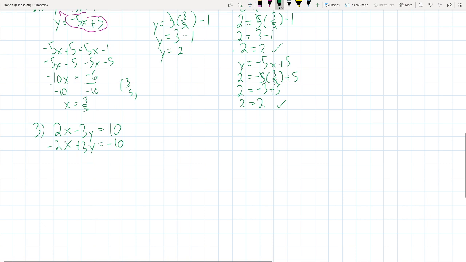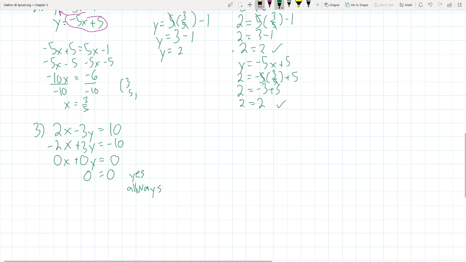So 2x plus negative 2x is 0x. Negative 3y plus positive 3y makes 0y. Wait a minute. 10 plus negative 10 equals 0. So 0x and 0y is 0. 0 equals 0. So the question is, does 0 equal 0? Yes. It always equals 0. Always.